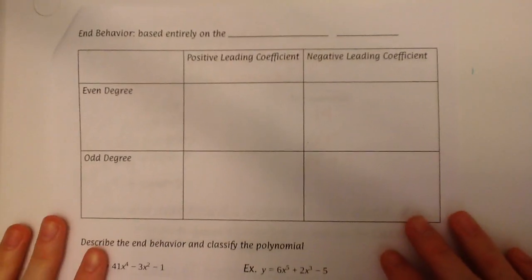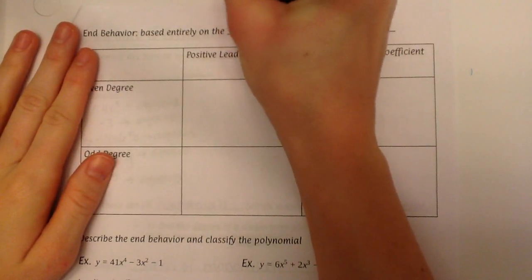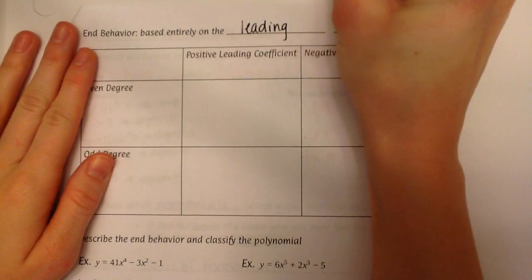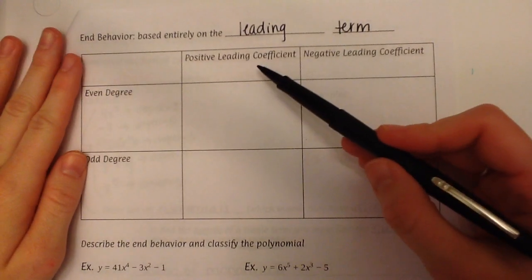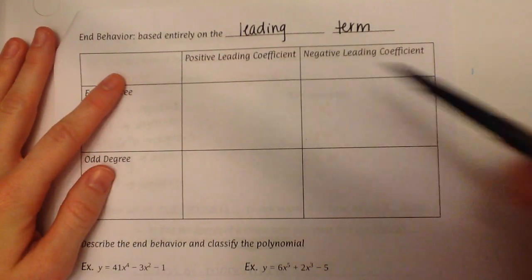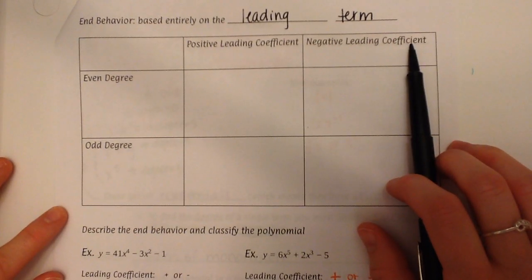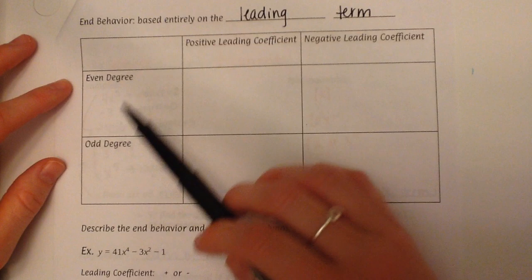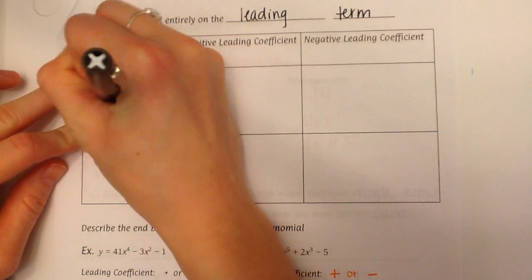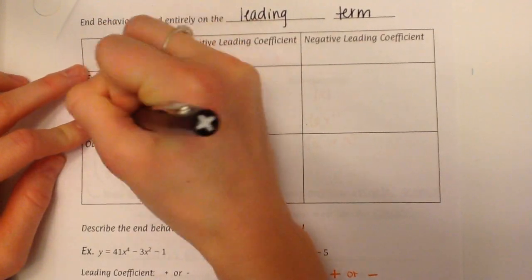Alright, last page. Next we're going to look at the end behavior. So the end behavior is based entirely on the leading term. So, we have a positive leading coefficient and a negative leading coefficient, so those are the 2 things we're going to look at, the leading coefficient. Then we're going to look at the degree. We have an even degree and an odd degree. So if we have an even degree, both ends go the same direction.